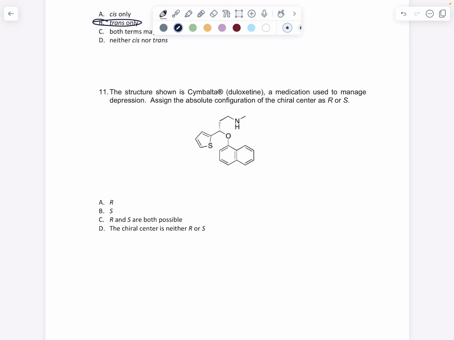Okay, the next one, Cymbalta, has a chiral center. Assign the absolute configuration of the chiral center as R or S. So let's see. First, we have to find the chiral center. So again, I'll go through, and anything that's sp2 hybridized, we know can't be our chiral center.